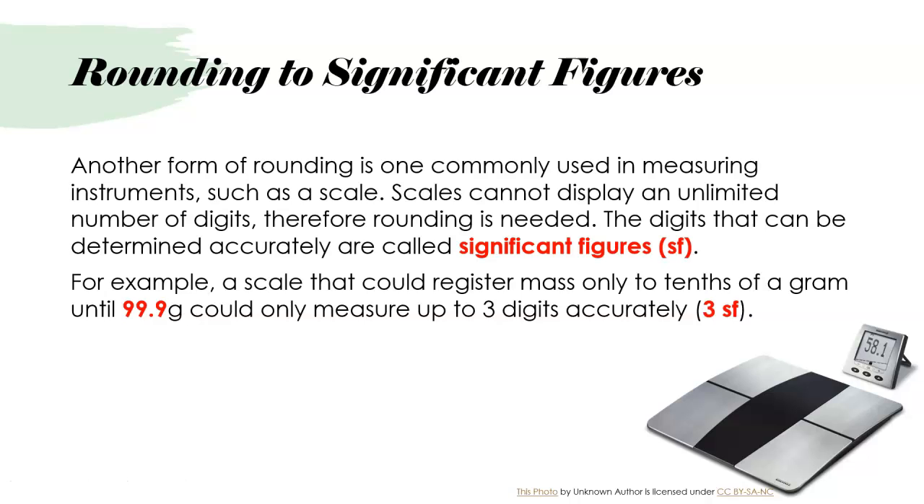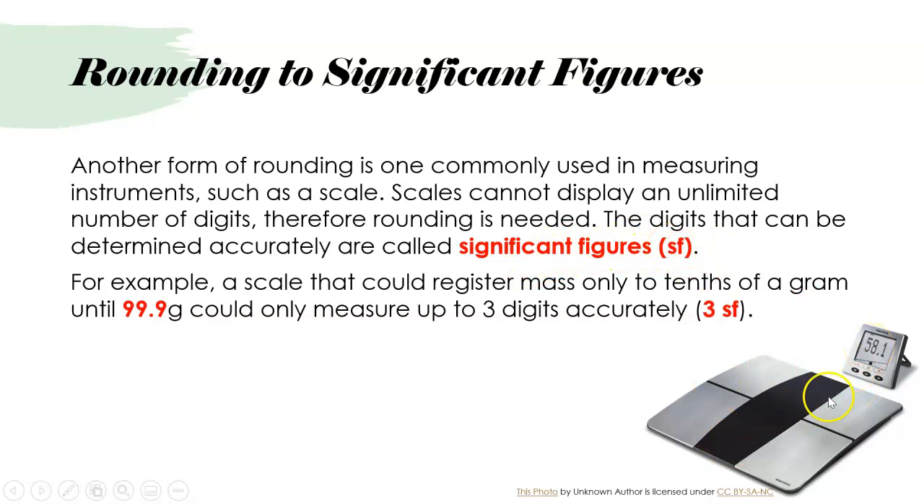Significant figures is just another form of rounding. We know how to round to decimal places. Now we're going to learn how to round to significant figures. Significant figures are typically used in measuring instruments, such as a scale. So we see a scale down here. Now, the displays on these types of instruments are not unlimited. They can't just show an unlimited number of digits on the display. That makes sense. So that means rounding is needed. And the digits that can be displayed accurately are called significant figures.